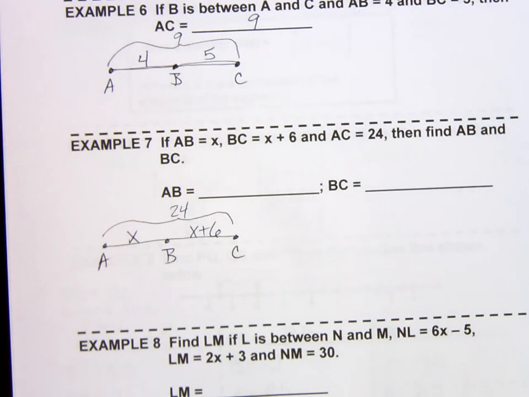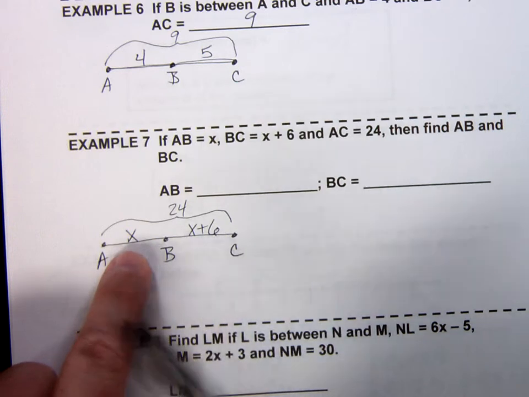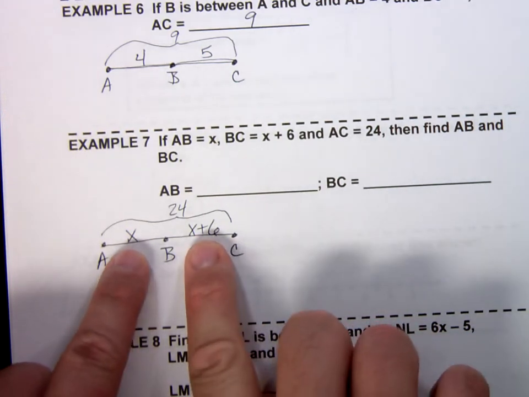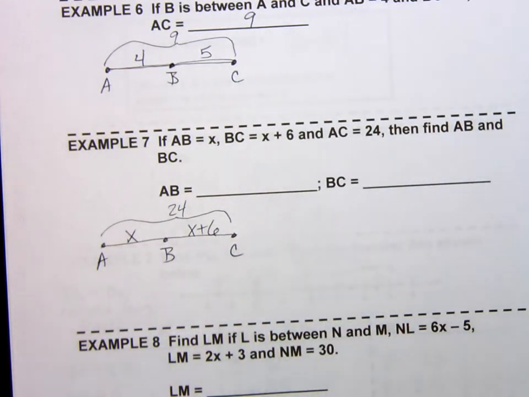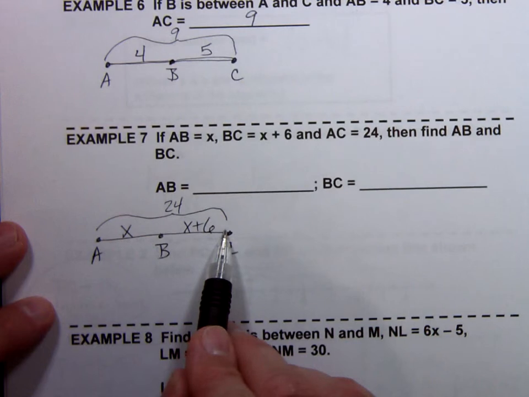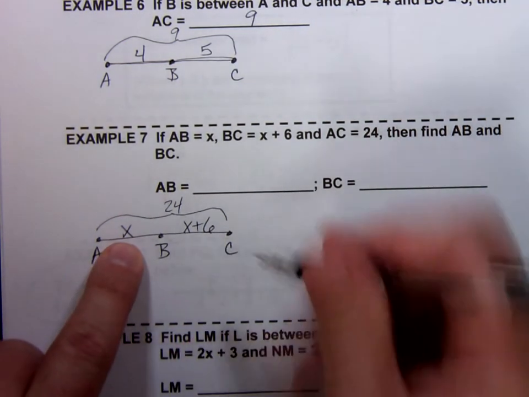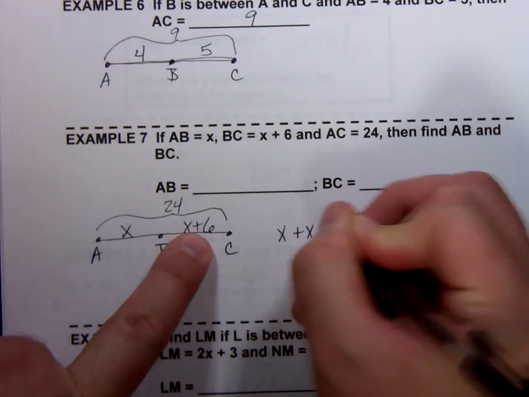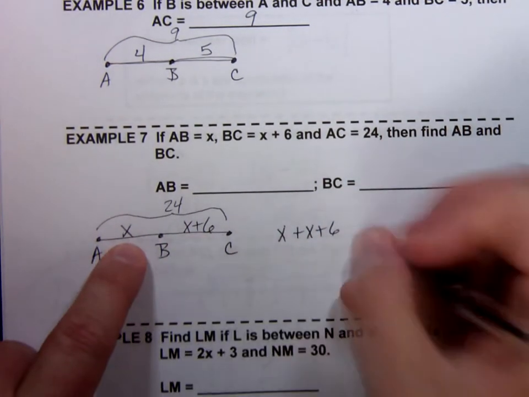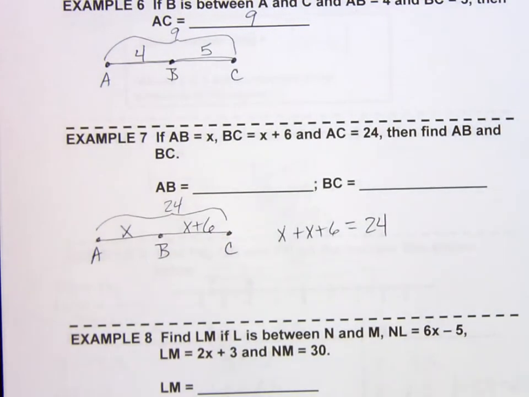Now before we can find the distance from A to B, or the distance from B to C, we need to know what x is. And the only way we're going to find out what x is is if we set up an equation so we can solve for x. Well, the segment addition postulate said that these two parts add up to equal the whole. So I'm going to set up the equation just like that. x plus x plus 6, those two parts should add up to equal the whole thing, 24. So there's our equation. Now we just solve for x.